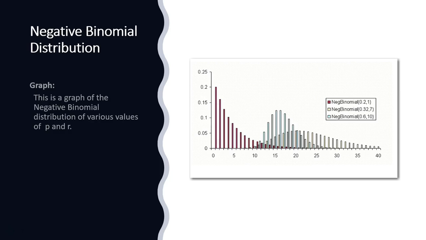When we look at the graph of different negative binomial distributions, this is what that graph would look like when we have different values for p as well as different values for r.